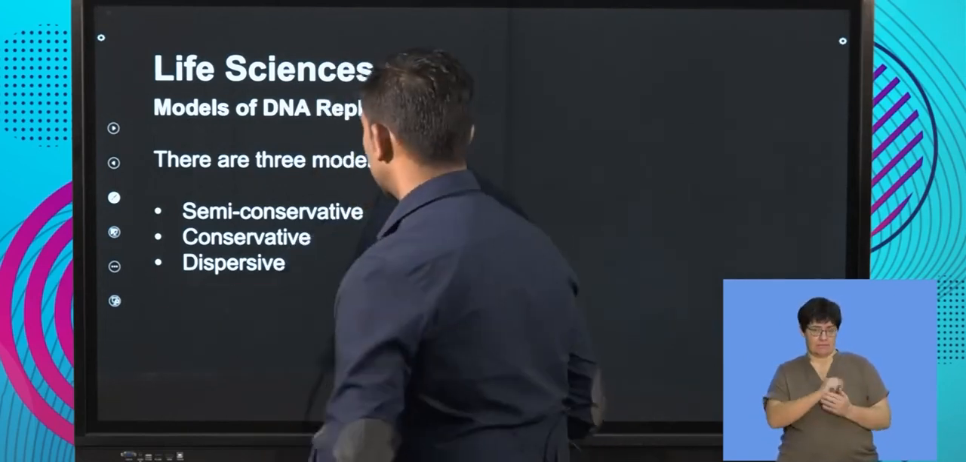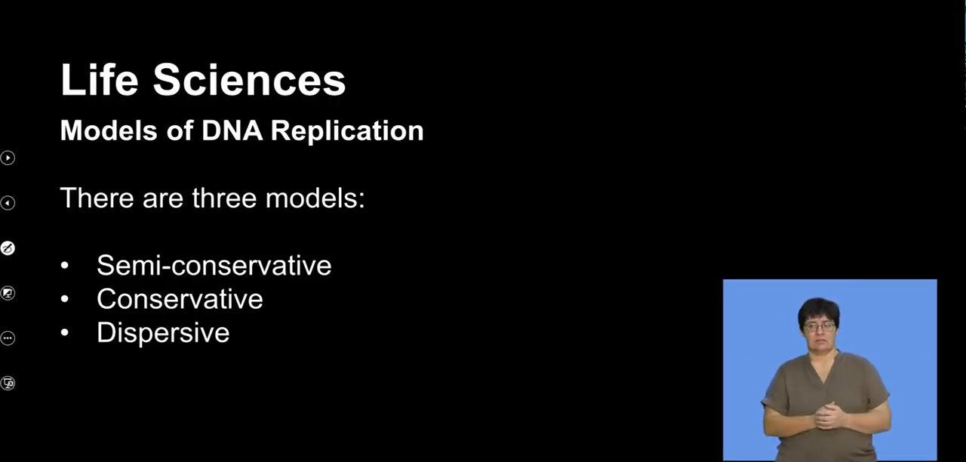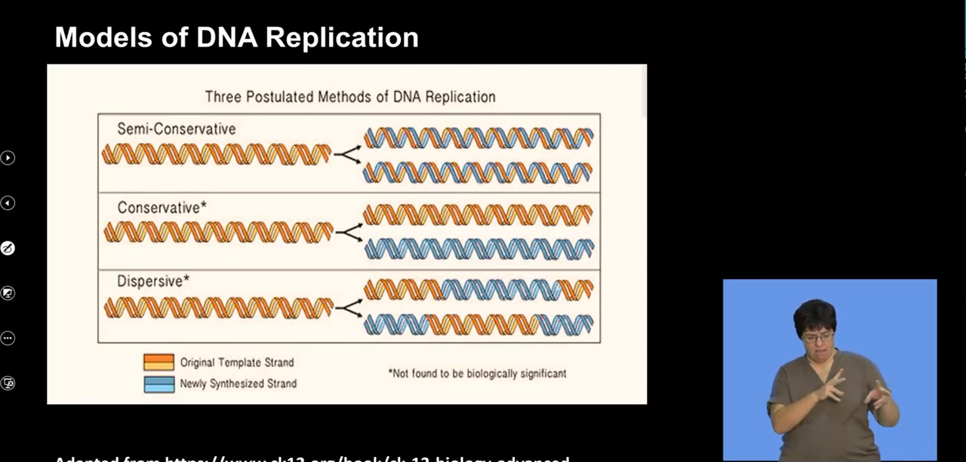So the first model that we're looking at is called the semi-conservative model. The second model is called the conservative model, and the third model is the dispersive model. These models essentially try to explain how replication can be looked at. An overview of these can be illustrated using simple colors.